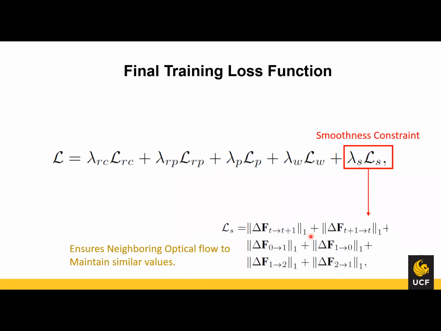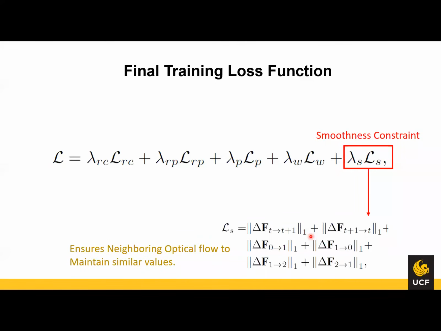Also, we're using a smoothness constraint, and this smoothness constraint ensures neighboring optical flow values maintain similar values. So, like I said, it's really difficult to compute neighboring values when you're using optical flow, so this kind of regularizes the entire process.